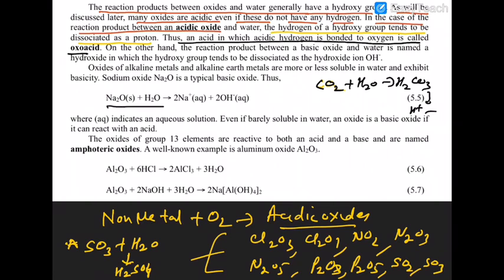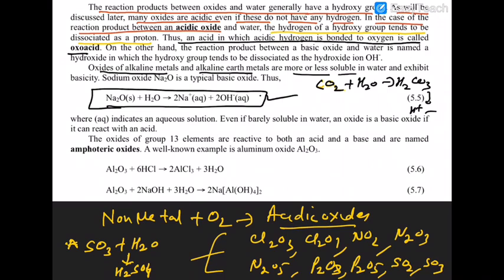Similarly, when metal oxides are dissolved in water, they produce hydroxide. Oxides of alkali metals and alkaline earth metals are more or less soluble in water and exhibit basicity, that is, basic properties. And basic property, I am repeating once more, increases down the group.